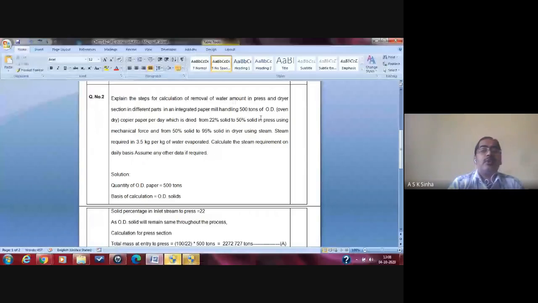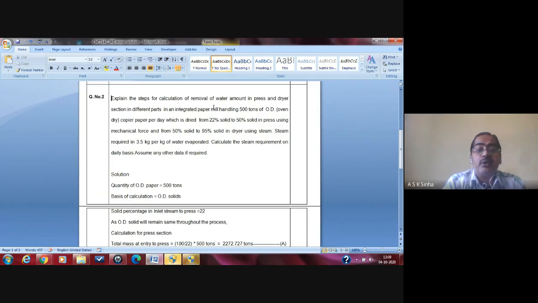If you start from the head box, the head box has a consistency of nearly 0.5 to 1%. That means a maximum of 1% is solid, and 99% is water. Then we remove the water in the wire section and hence, into the press section, we have a dryness of 20 to 22%.